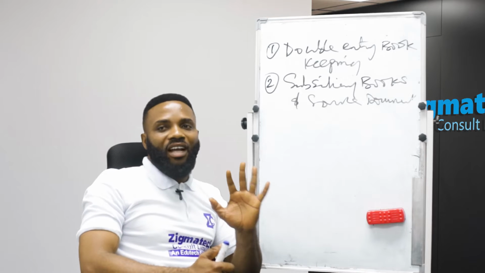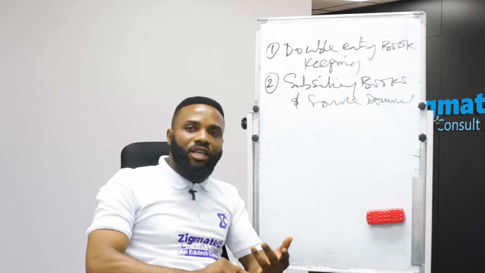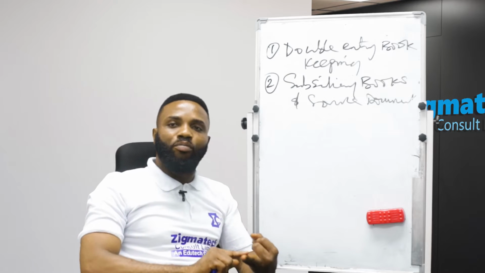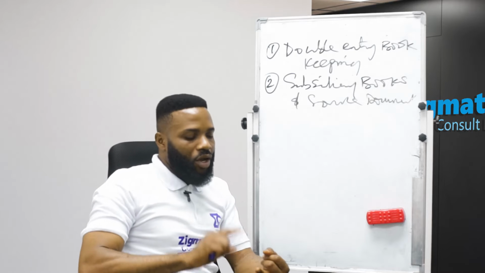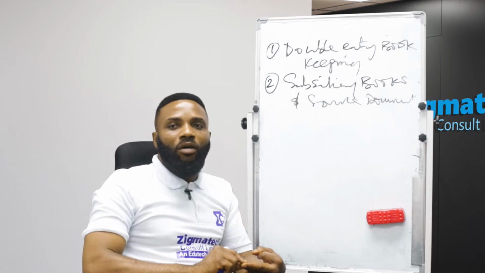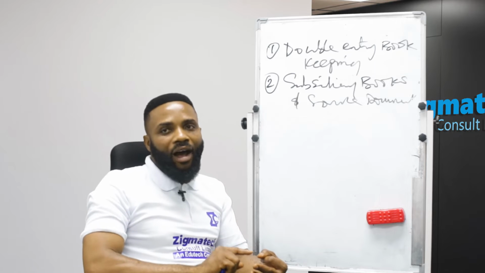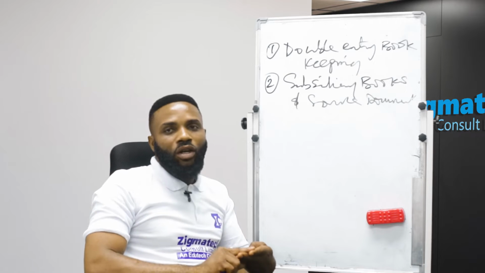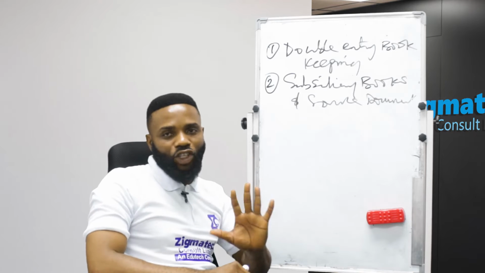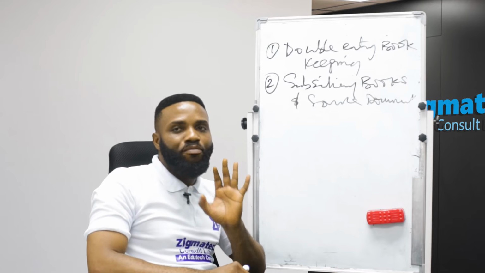For now, we have basically 5 subsidiary books. We have the sales day book, what we call the sales journal. We have the purchase day book, what we call the purchase journal. We have the return inwards day book, what we call the sales returns journal, and we have the return outwards day book, which we also call the purchase returns journal, and then we have the cash book. Now, these are 5 fundamental subsidiary books.